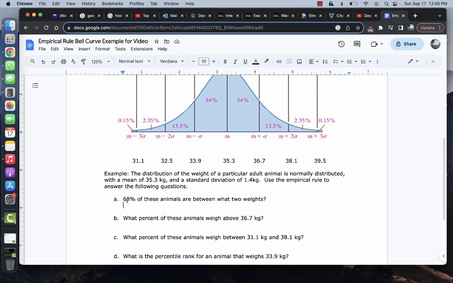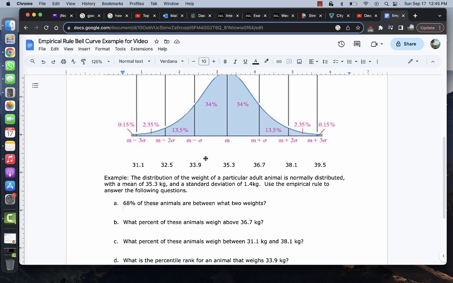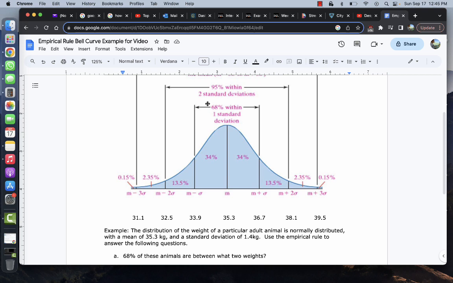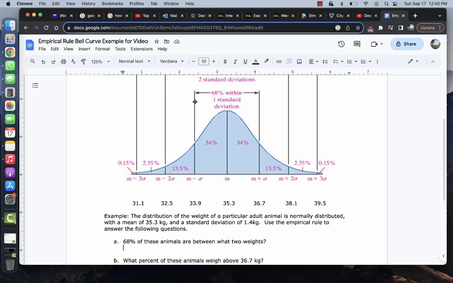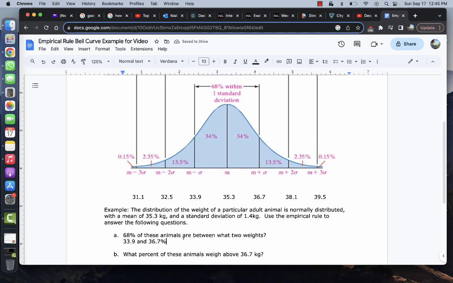This one says 68% of these animals are between what 2 weights? Well, 68 is the percentage within 1 standard deviation. So I can just look at the weight here and the weight here, and that's my answer. So 33.9 and 36.7.